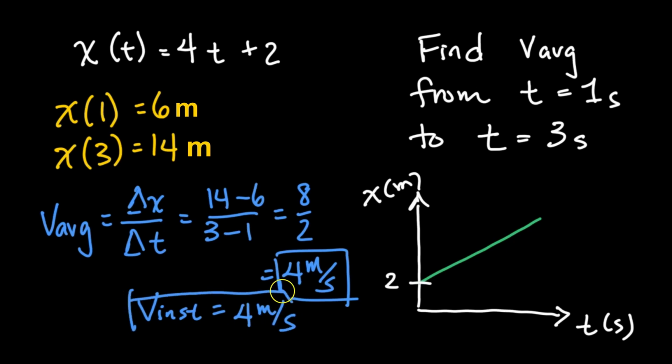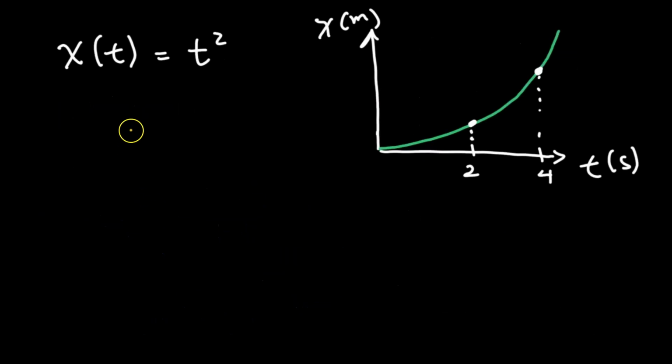But the question then follows, which is, what if this was not a straight line? What if this is curved? How would we find the instantaneous velocity at a particular time? Next, we're going to take a look at an accelerating object with a position equation of x equals t squared. Notice that on the position versus time graph, the graph is curved.